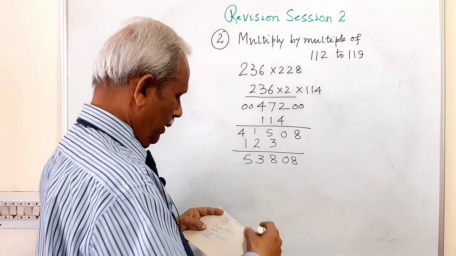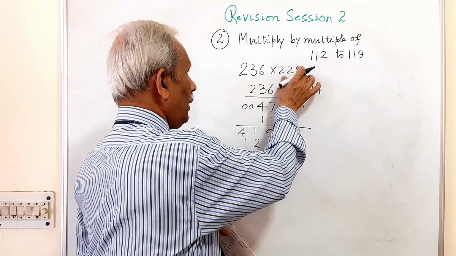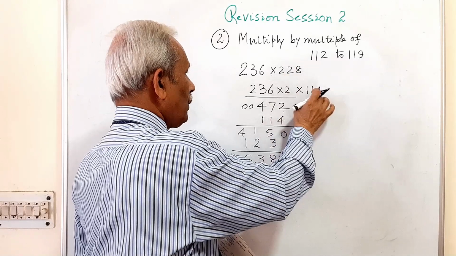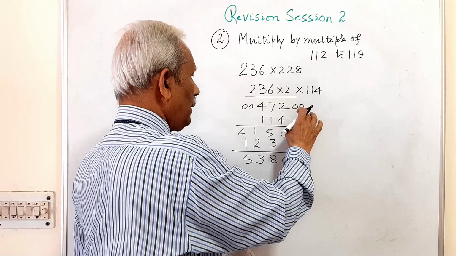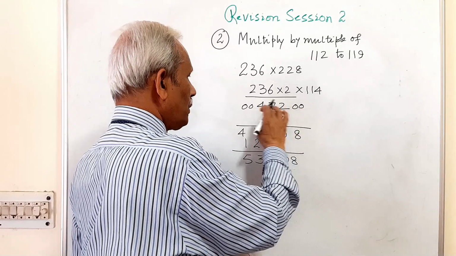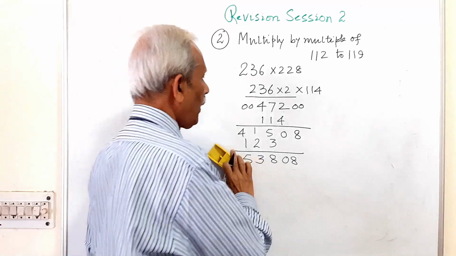Quite simple. I hope you have understood it. We have just changed this 228 into 2 into 114, and the rest of the things are just like that. Multiply with the number and add two neighbors. Just like that. Quite simple.